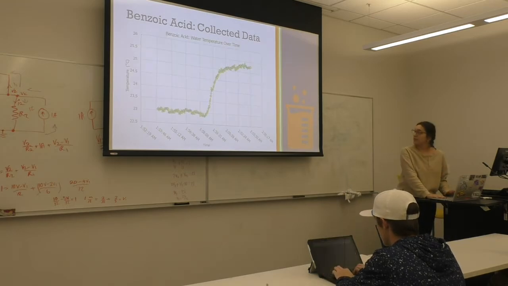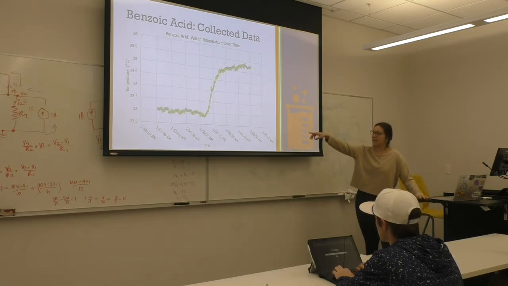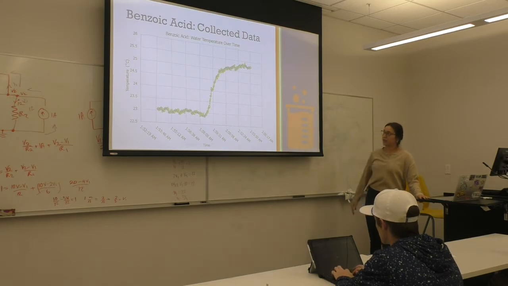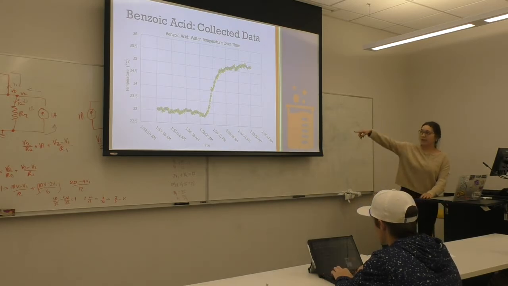Here are the 600 data points in a graph. The first 2 minutes of data was baseline data, and then the rest was transient data. And you can see that after about 2 minutes it started to change in temperature after the ignition process.